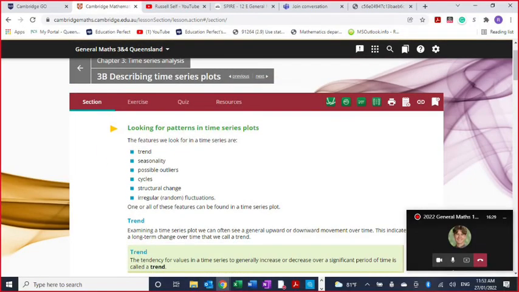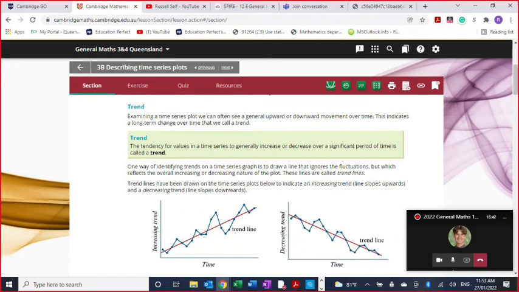Now, we're going to look at features like trend, seasonality, etc. We're going to define all of these. And then at the end, there's also a list of definitions. You may feel free to go through those if you would like. So, the first thing we're going to look at is called a trend, and a trend simply means the tendency that values are having over a significant period of time.